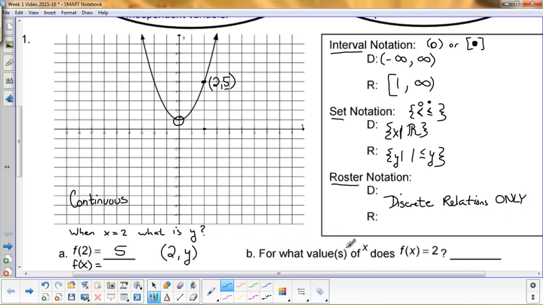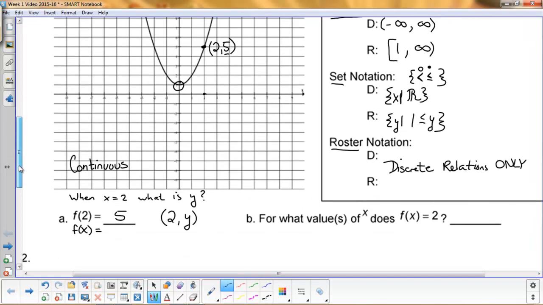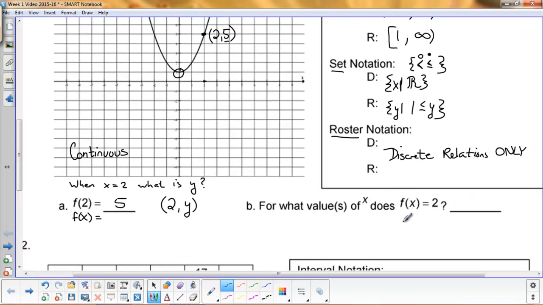For what values of x does f of x equal 2? Well, we're going to look at this in the exact same way, except opposite. In this case, f of x is the same as y. So substituting y for 2 looks like this. What is the value of x when y equals 2?